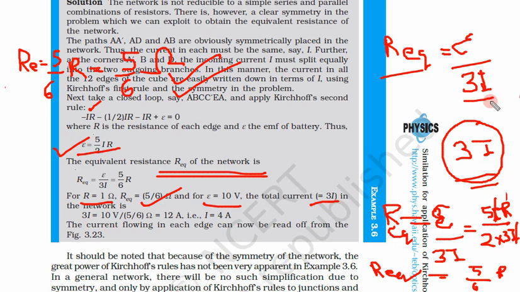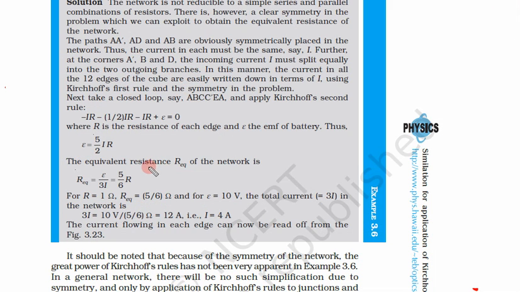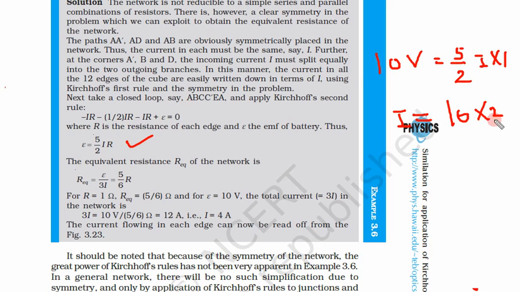Now let us solve this. We got epsilon is equal to 5 by 2 IR. So from this equation, epsilon is equal to 10 volt is equal to 5 by 2 I into R, and R was 1. From this, I is equal to 10 into 2 by 5, that is 20 upon 5, 4 ampere. I is equal to 4 ampere.